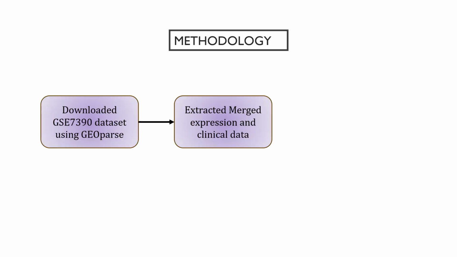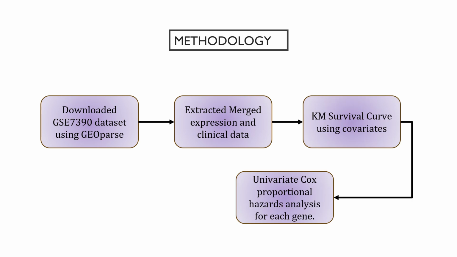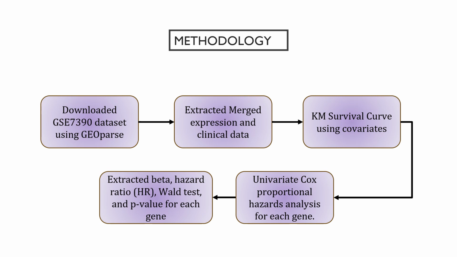Now, let me explain the approach I used in this study. I began by downloading and integrating the GSE7390 dataset using GEOparse. From there, I extracted both merged expression and clinical data, paving the way to construct Kaplan-Meier survival curves based on covariates, followed by performing univariate Cox proportional hazards analysis for each gene. And finally, I extracted beta, hazard ratio, Wald test, and p-value for each gene.